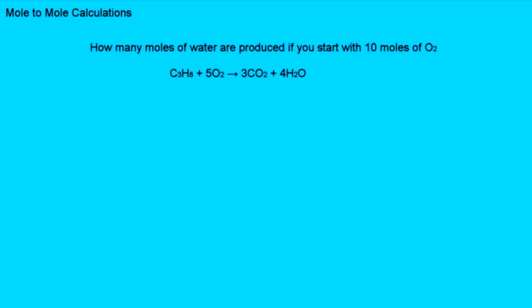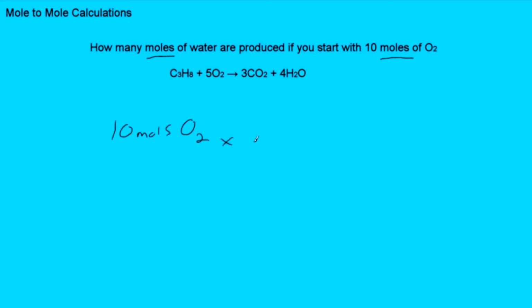So let's go on to some mole-to-mole calculations. These are the easiest of them all, and these are only one-step problems. If you have the word moles and moles, you're converting from moles to moles, you only have to do one step. So, as with all these problems, you always start with the number. Look, where is there a number in this question? Right here, 10 moles. That's where we need to start. 10 moles of oxygen.